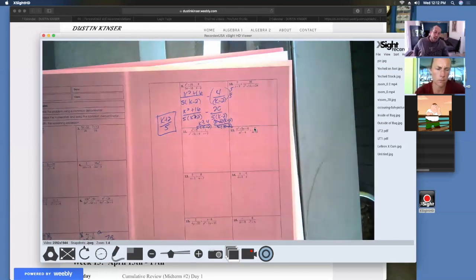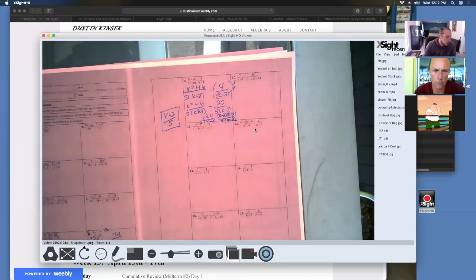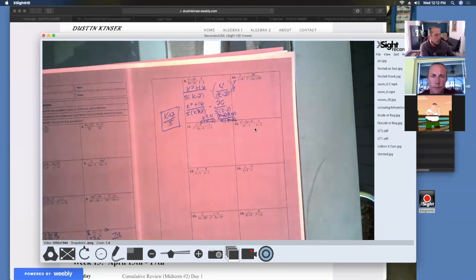It's just a lot of factoring, basically, making sure that we know how to do that. If there's any type of factoring that we're struggling with, this is going to amplify it, which is not always ideal.